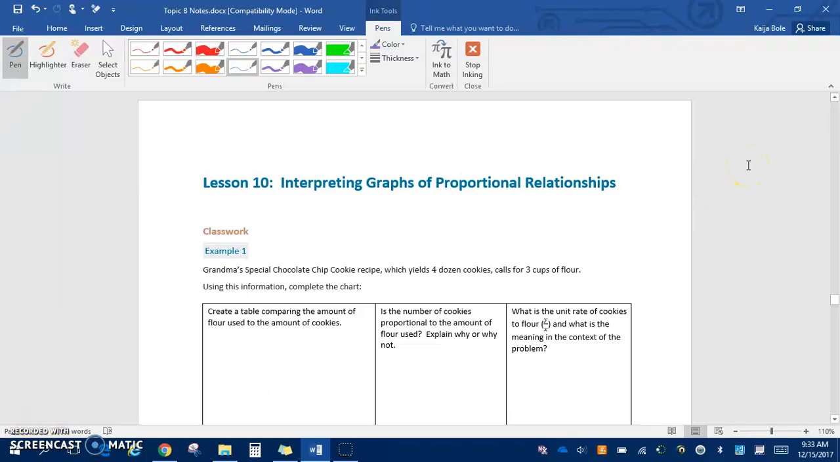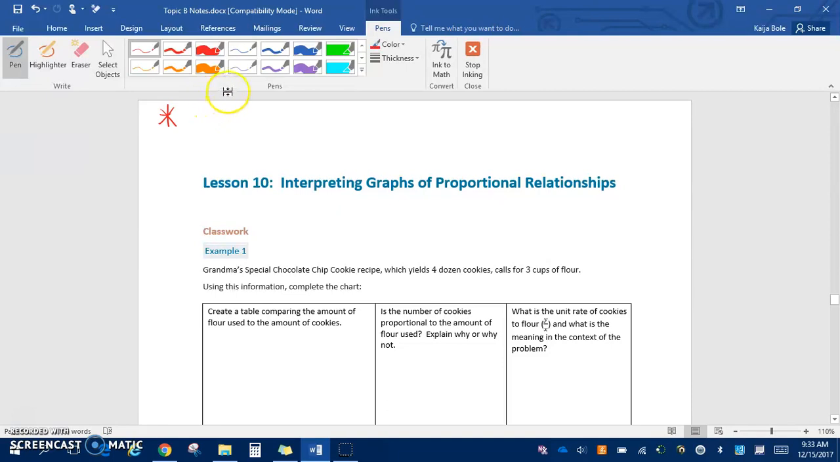Alright, here we are on Lesson 10, Interpreting Graphs of Proportional Relationships. So, we're kind of putting everything all together. This is our last lesson before our test, but now we're including some graphs. So, one note that I want you to write up at the top, put a little star.